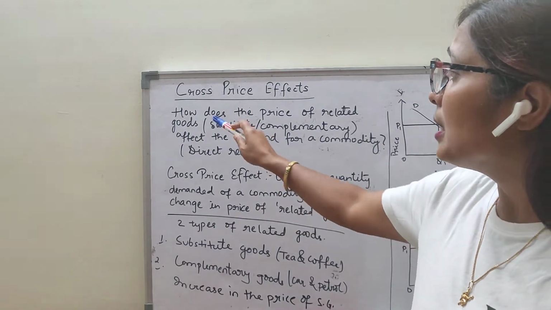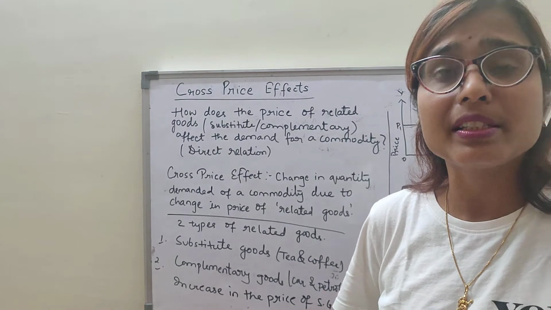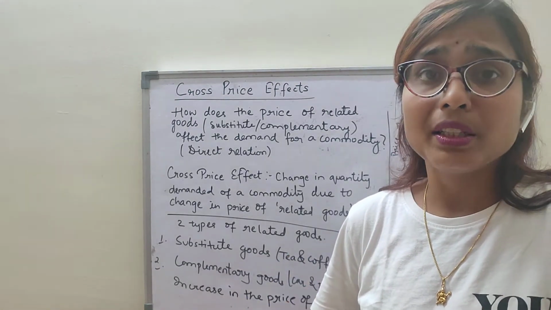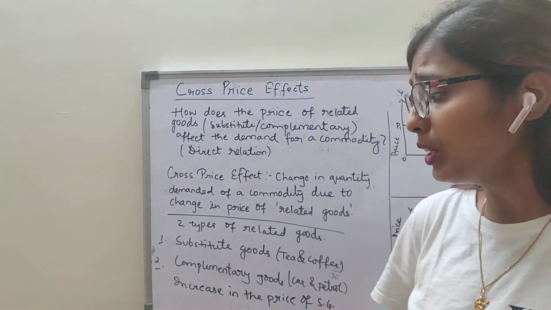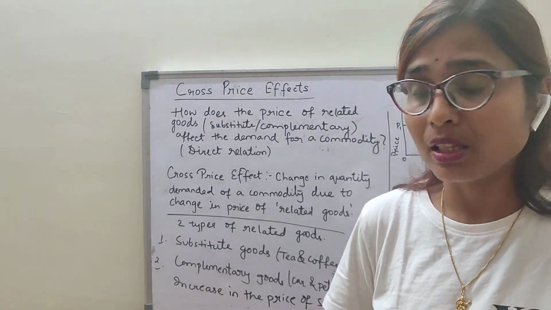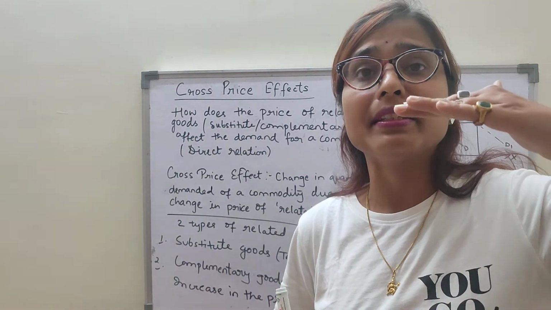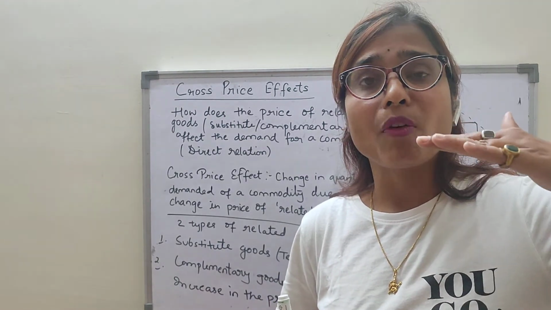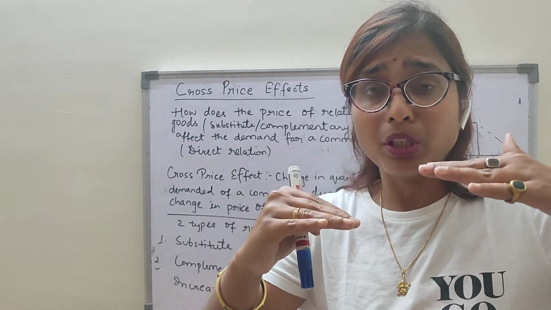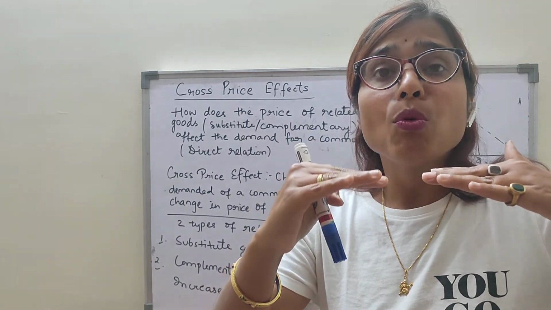Now the question arises, how does the price of related goods affect the demand for a commodity? How does it affect? If there is an increase in the price of the substitute goods and also there is a decrease in the price of the substitute goods. Clear? So let us understand first increase in the price of substitute goods. What happens? Substitute goods are tea and coffee. Suppose the price of coffee increases. So when the price of coffee increases, my demand for tea increases because coffee is now expensive. So what will a person do? People will tend to buy more of tea.